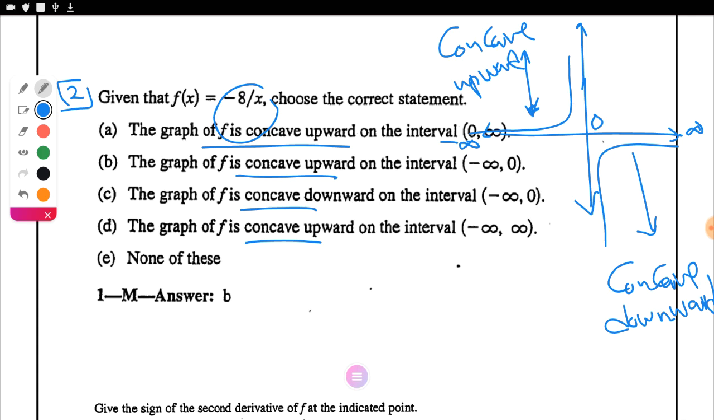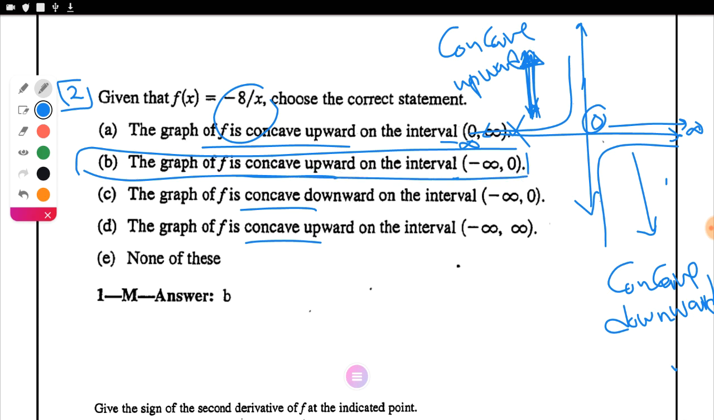So the function here, the graph of f, concave upward on the interval 0 to infinity? No. As you see, from 0 to infinity it is concave downward. The graph of the function concave upward? Yes, here, as you see, concave upward on negative infinity to 0. That is why our choice is B. That is by using the sketch.